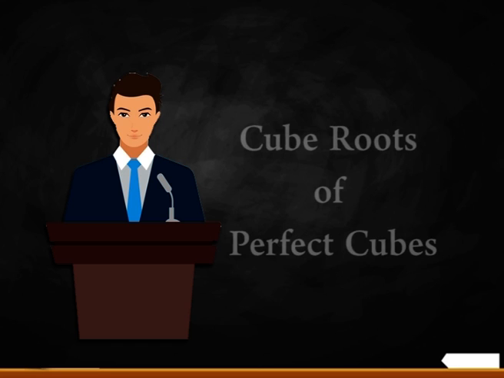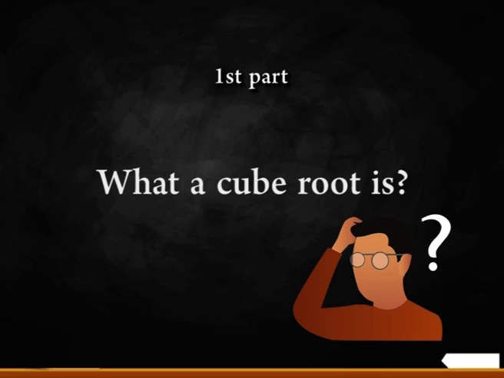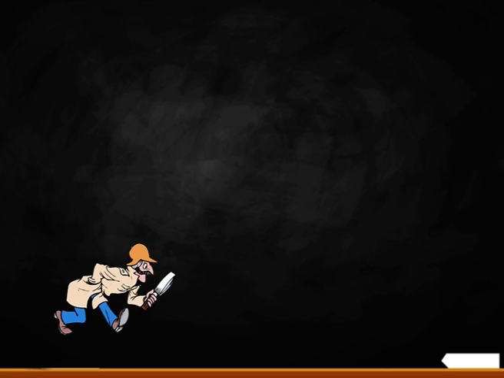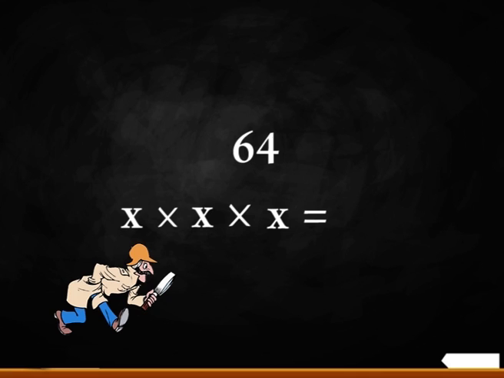Today's topic is cube roots of perfect cubes. As I have already told you, in the first part of this video, we will discuss what a cube root is. Let us assume a number 64 to find out its cube root. Now, to find out the cube root of 64, we need a number which when multiplied by itself 3 times gives 64.